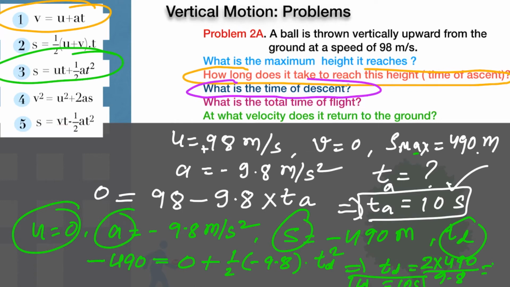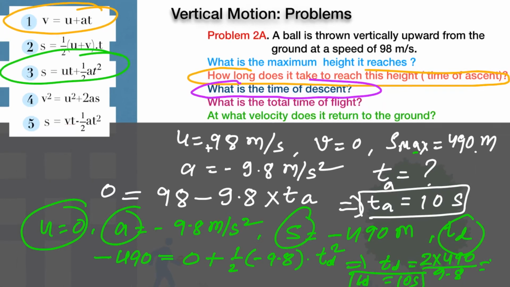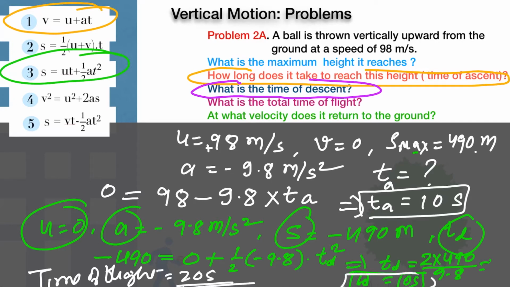Another part of this problem asks for the total time of flight, which is nothing but the summation of time of ascent plus time of descent. So time of flight will be 20 seconds. So your answer is the time of descent and time of flight.